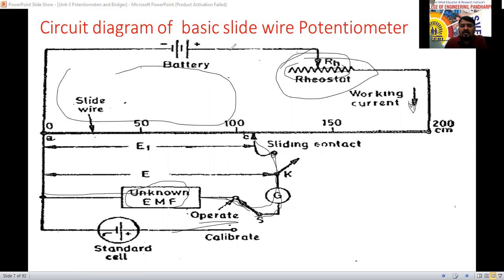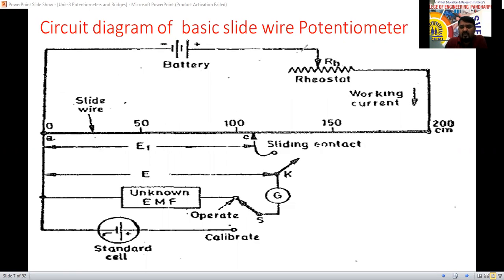It has two parts. Listen carefully. This positive, the current will start to flow here. So we set the working current. Once the working current is set, the current will start to flow through this 0. It is one part. Here the sliding contact is there. If it is open, then no current will flow here; all the current will flow here. We cannot measure the unknown EMF.